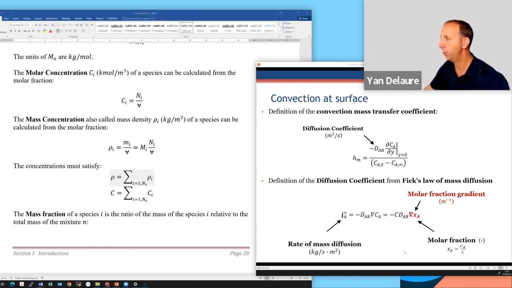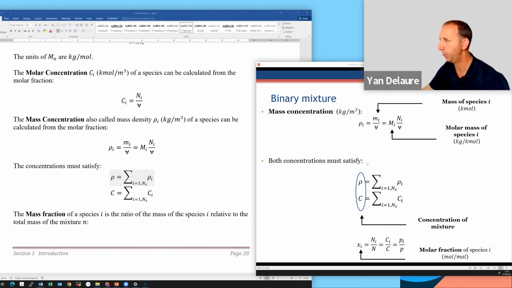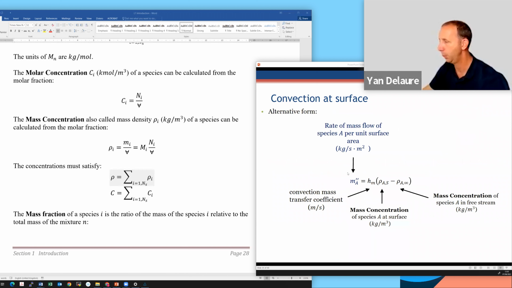Then we did talk about the convection diffusion, hm. I'll scroll back up to the corresponding slide. You remember that when we defined the mass flux, we used the convection mass transfer coefficient, hm, which looks very similar to the convection coefficient for heat.